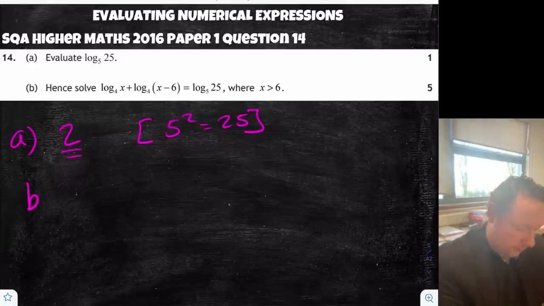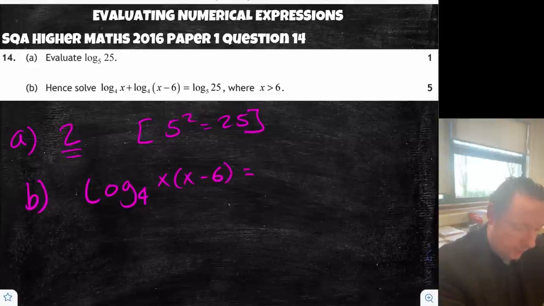Part B. Hence, solve log 4 x plus log 4 (x minus 6) equals log 5 25. So looking at our left-hand side, we combine that into one log by saying that it's x times (x minus 6). So I'll do that to start with: log 4 of x(x minus 6). And the right-hand side, log 5 25, well, we know that's 2, so we can just write 2.